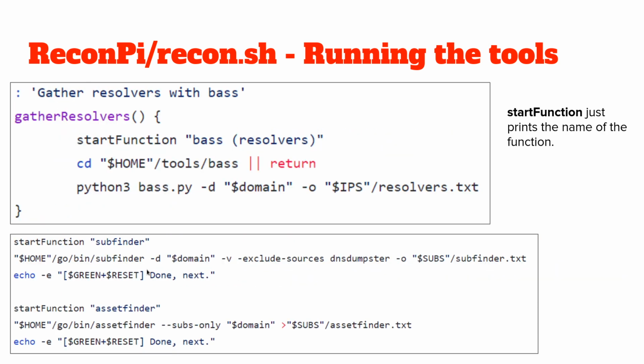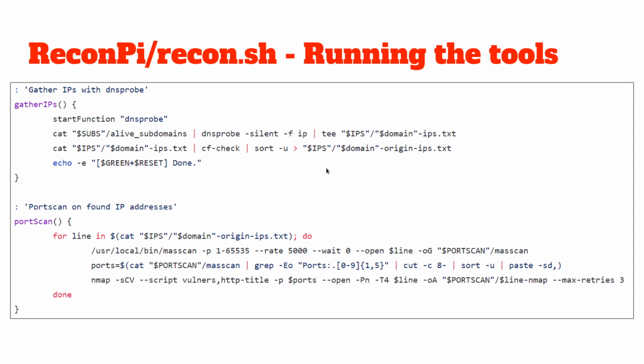So that one was subdomain finder and asset finder, which finds other assets on a list of URLs. Gather IPs, this is where it's checking against the subdomains and getting the IP addresses associated with those and dumping them out for you.